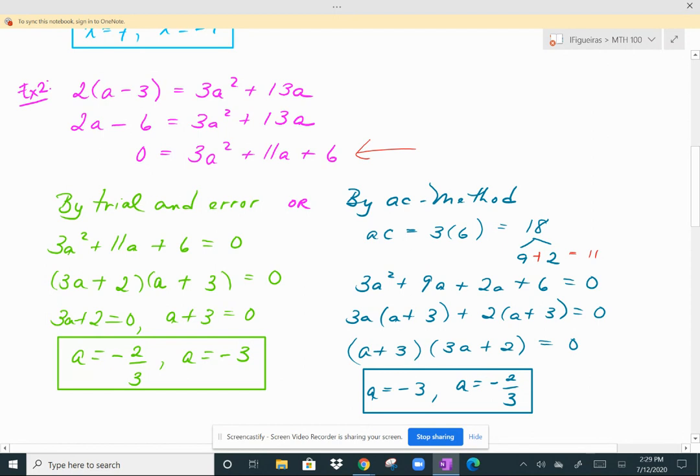Okay, so then you use the 9 and the 2 to rewrite this equation in standard form, but you're going to expand the 11a. So I'm going to write 11a as 9a plus 2a, because that is equal to 11a. So there's our equation with 4 terms.